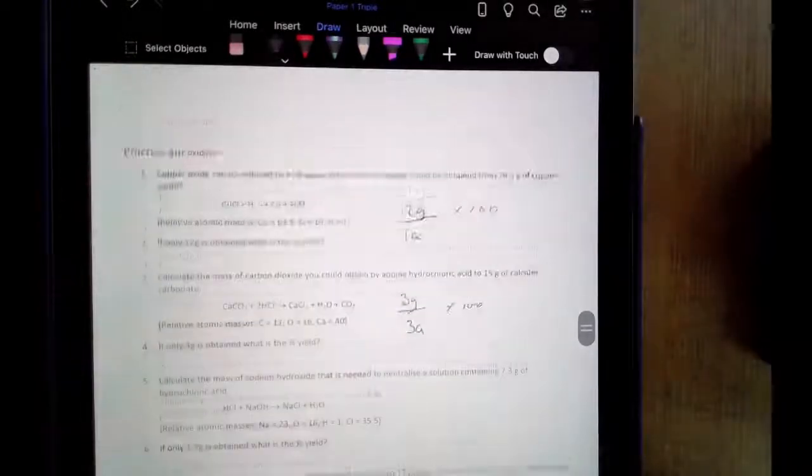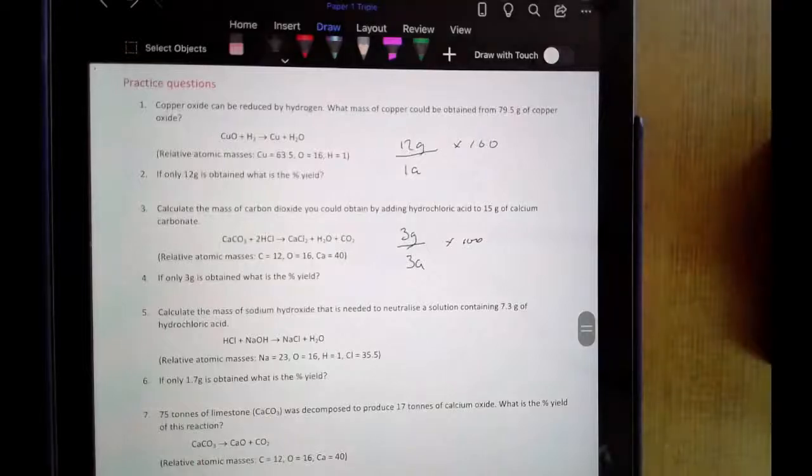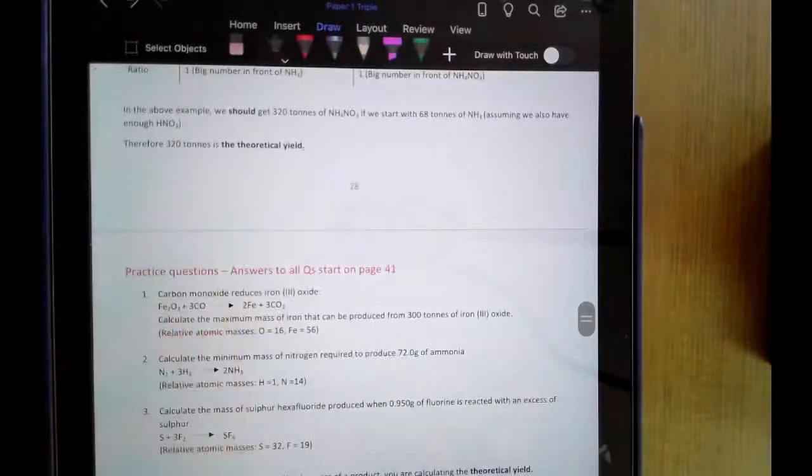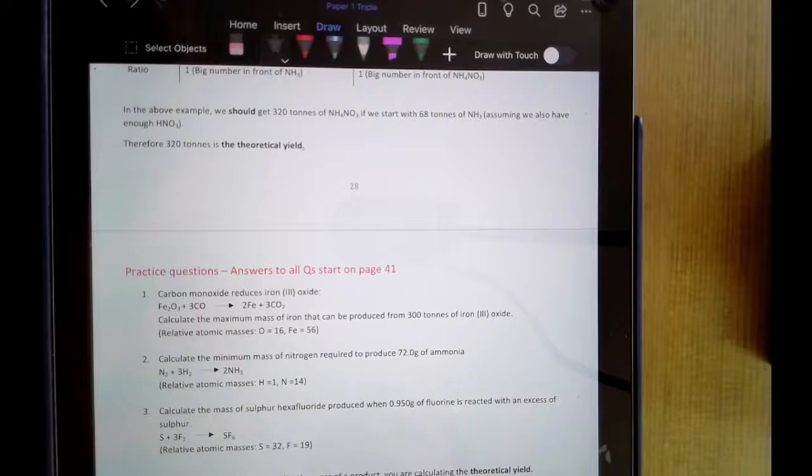So you'll be doing all of those practice questions in the lesson. Again, the answers for all of those questions start on page 41. So after you've done the questions, make sure you are marking your work. Any questions on any of this, just let me know. It is exactly the same as what we did in CC9. You've just got this added little bit at the end where you calculate a percentage.